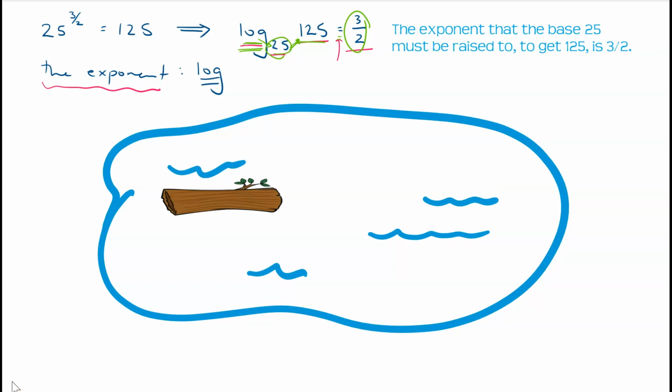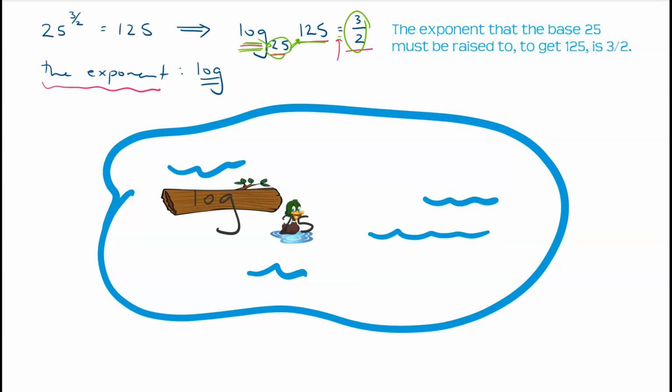Now this log is the actual log from our problem, so I'm going to go ahead and label it log. Now also in this lake, there's a little ducky, and this little ducky swims around all happy. Ducky is the base. So I'm going to go ahead and write a 25 on the ducky.